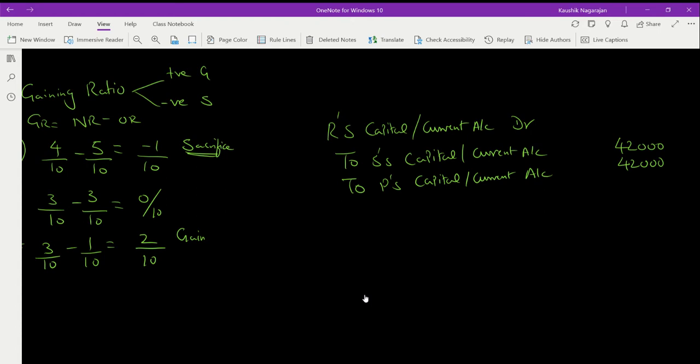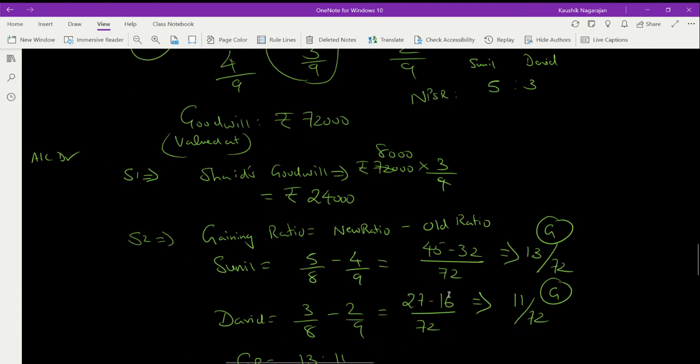One is, as you all know, that we follow the double entry system of accounting. So debits must be equal to credits. The total of credits comes to 84,000. That should be your debit value altogether. This is one way.